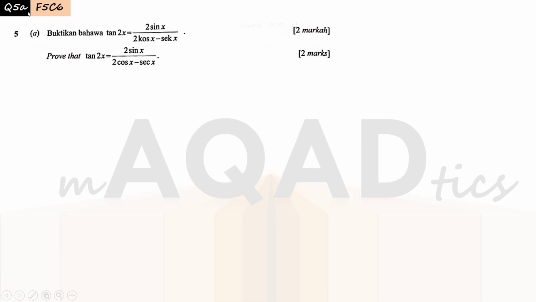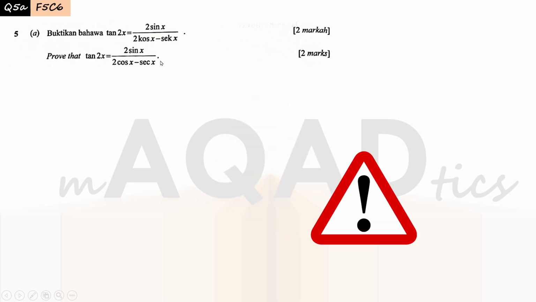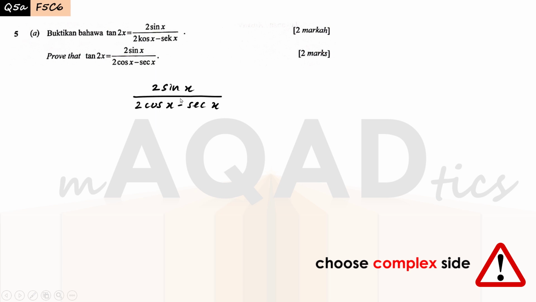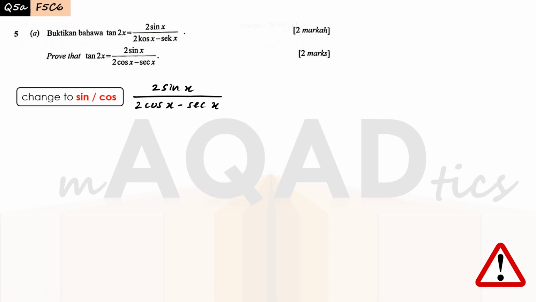Question 5 focuses on trigonometric functions, and here for part A, we need to prove this equation. What I will usually do is choose the side that is more complex, which is the right side. The reason is because we can manipulate more things compared to the other side, where we only have one function, which is quite hard. So let's start off with the right side, and the first step I will do is to change all the functions to become either sine or cos, even the tan as well.